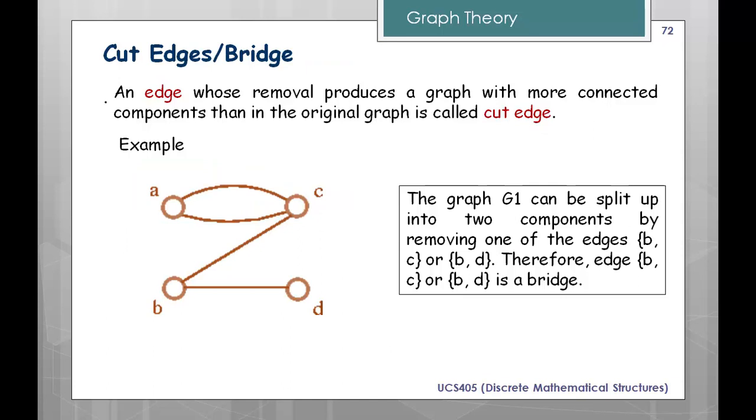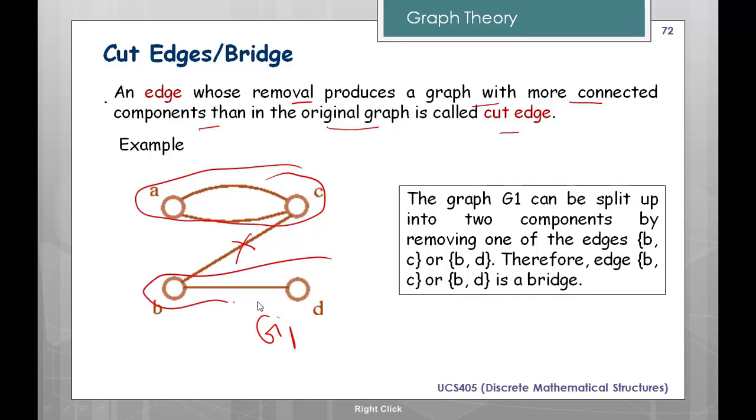Next is the cut edge, or we can say bridge. An edge whose removal produces a graph with more connected components than in the original graph is called a cut edge. Now this is graph G1. It can be split into two components by removing one edge, that is BC. If we remove this edge, then this graph is divided into two components. You can see it here. This is one component and this is the second component.